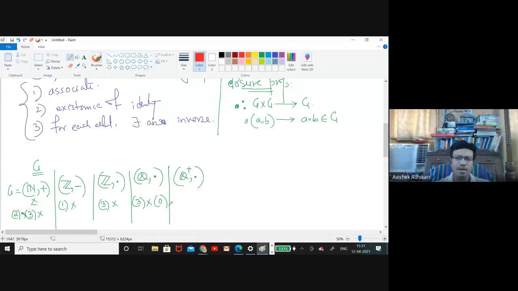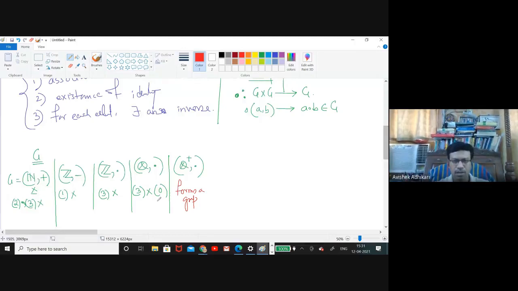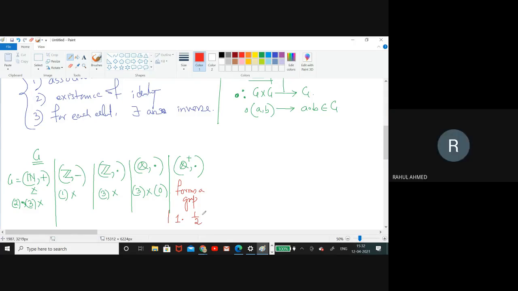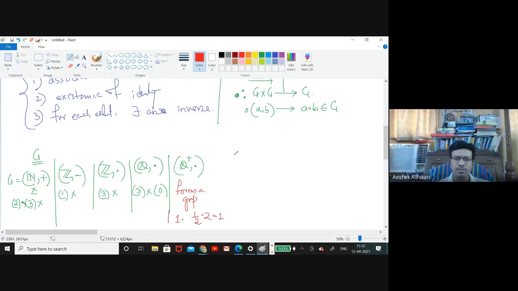So for the first time we are seeing that all my previous examples fail to be a group, but here Q plus forms a group. Let us see the properties. What is the identity element of Q plus? 1 is the identity element. And if I consider any element like half, what would be the multiplicative inverse of half? 2 is the multiplicative inverse, because that becomes 1. So now we are sure that it's a group.